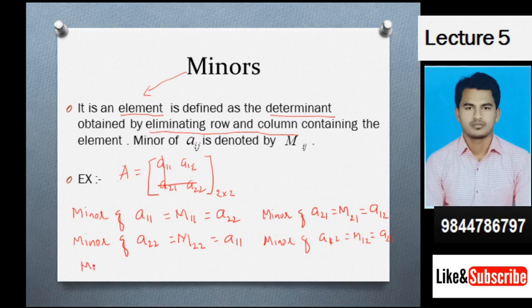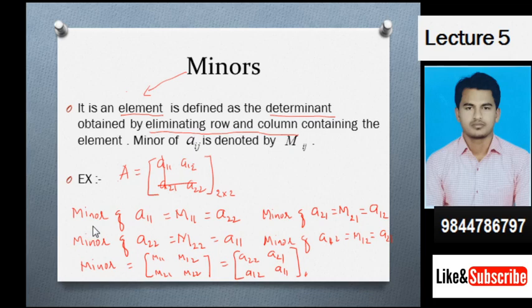What is the minor of the matrix? The minor matrix is M11, M12, M21 and M22. Write the values in the matrix: that is A22, A21, A12 and A11 in the respective positions. So this is our minor of the matrix.